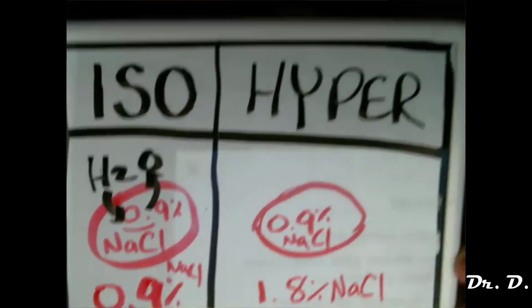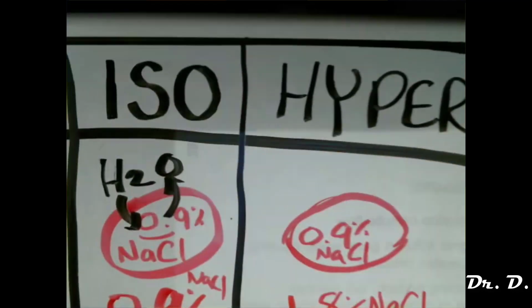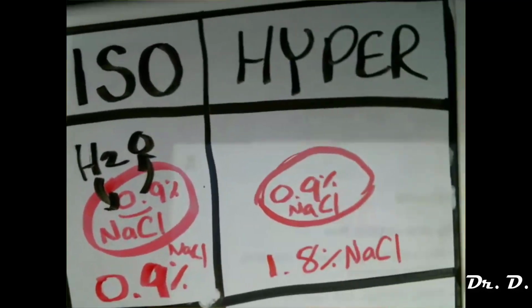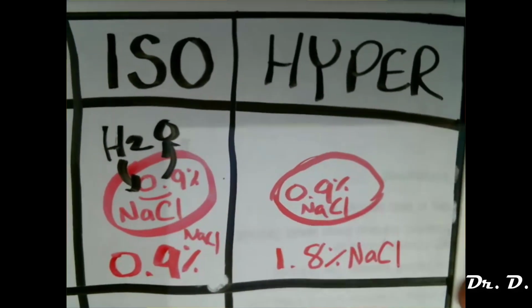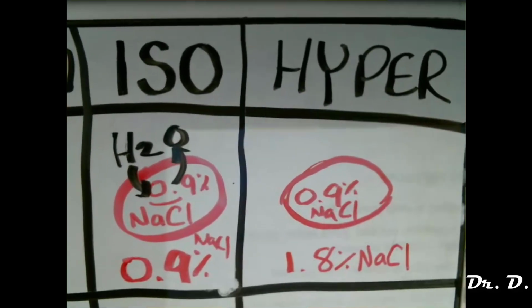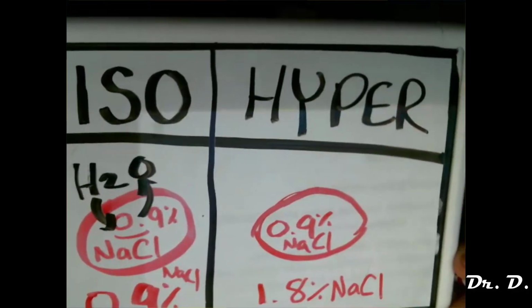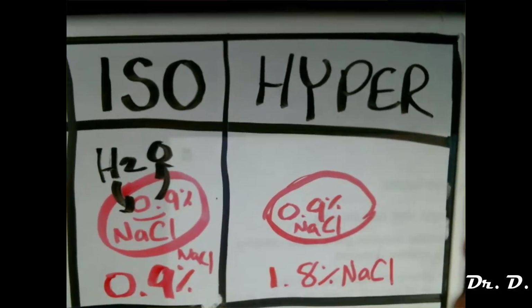But remember, are these tonicity problems dialysis problems or diffusion problems? They're osmosis problems. Osmosis problems.